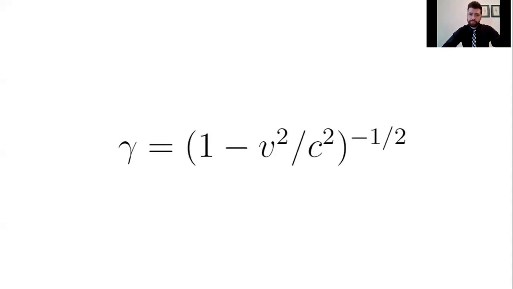Gamma, well, this is the gamma factor in special relativity. It's 1 over the square root of 1 minus v squared over c squared. And the ratio of v squared over c squared tells you something about how close you're getting to relativistic effects.